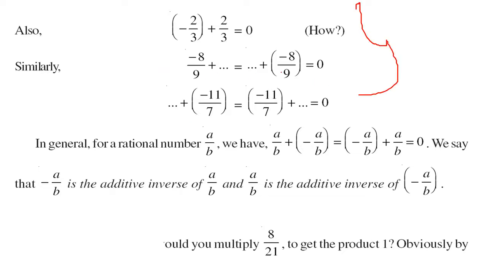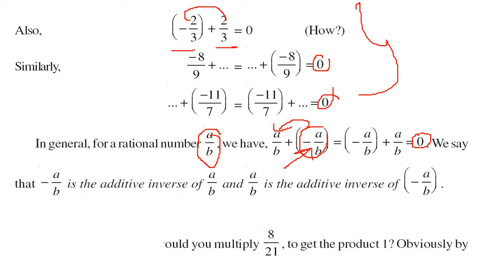So what we find here is, when we add the negative of the number and the original itself, we always get a 0. So a rational number of the form a by b, if it is added with minus a by b, then you get a 0. So this minus a by b is nothing but the additive inverse of a by b. And similarly, a by b is the additive inverse of minus a by b, right?